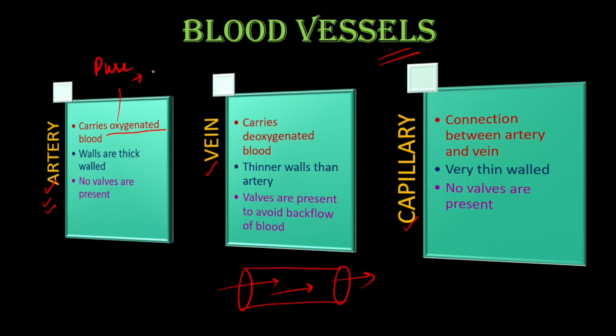Pure blood means the blood which carries oxygen. Then the artery has walls which are very thick in nature, right? Then no valves are present. We will see all of these things in detail.